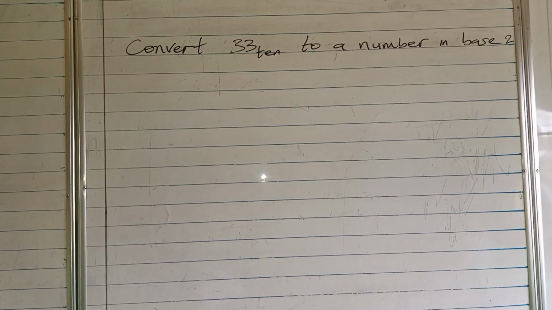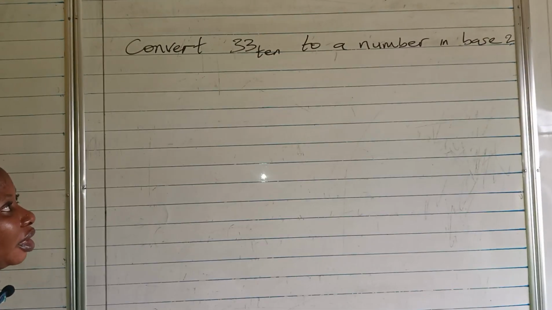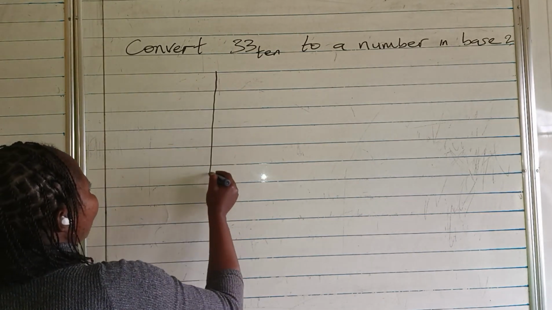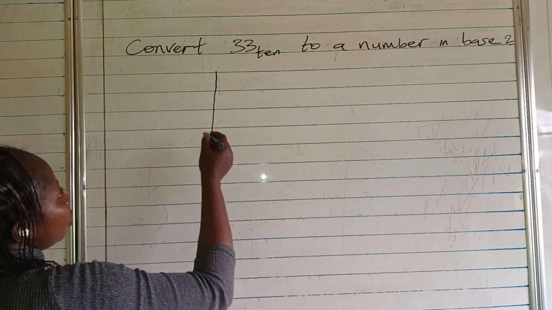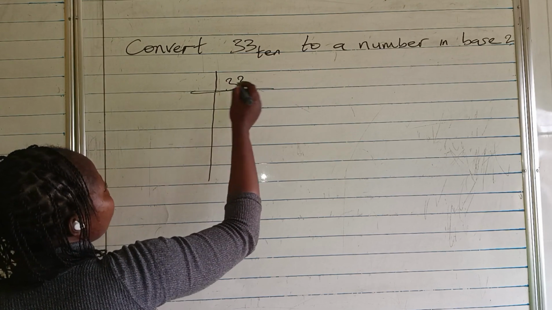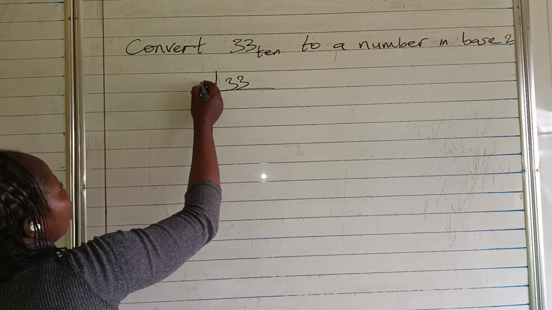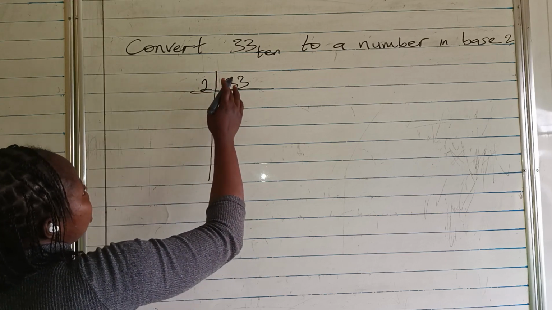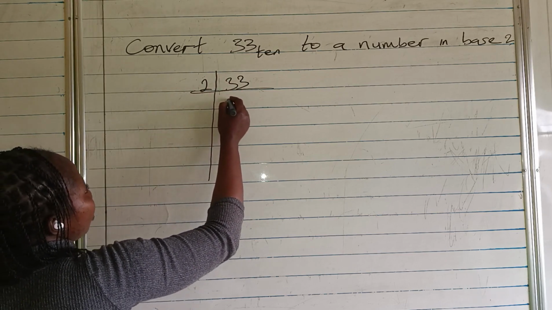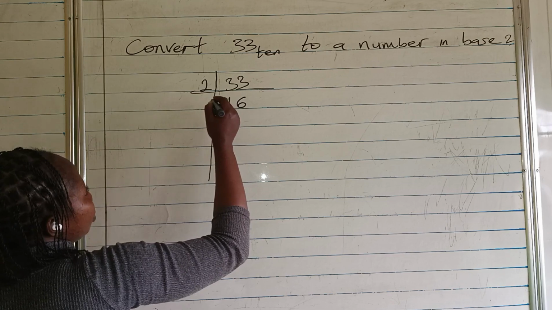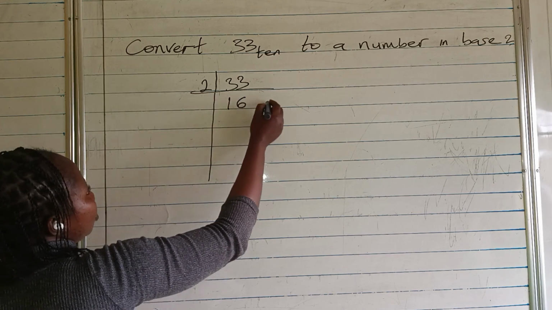Convert 33 base 10 to a number in base 2. So we are going to be dividing by the base we are converting to. If you are converting from base 10 to base 2, we just write the question and we divide by the base we are working towards. So we have 2 dividing 33. 2 in 33 will give us 16, remainder 1. 2 times 16 is 32. That means it remains 1.